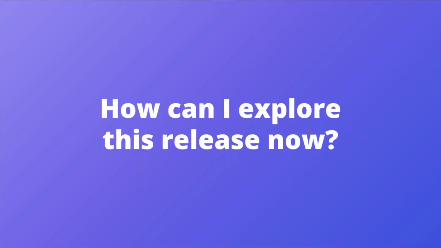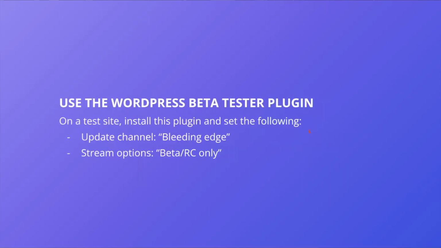So let's say you're super excited about everything you're seeing and you want to jump in. The best way to do this is to use the WordPress Beta Tester plugin. So on a test site, I would not use this on a production site, you can install this plugin and set the following up so you can update the channel to bleeding edge. Constrained options, beta RC only, and you'll have instructions to actually update to the early versions of 6.0 to try things out.